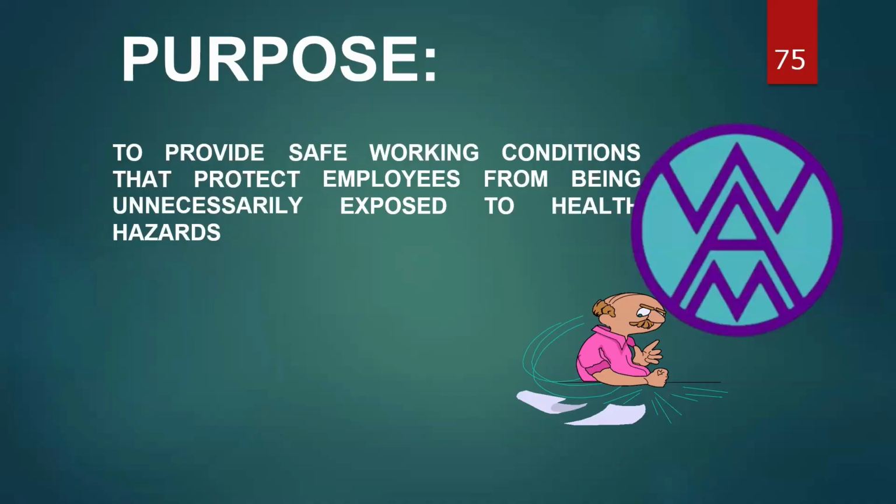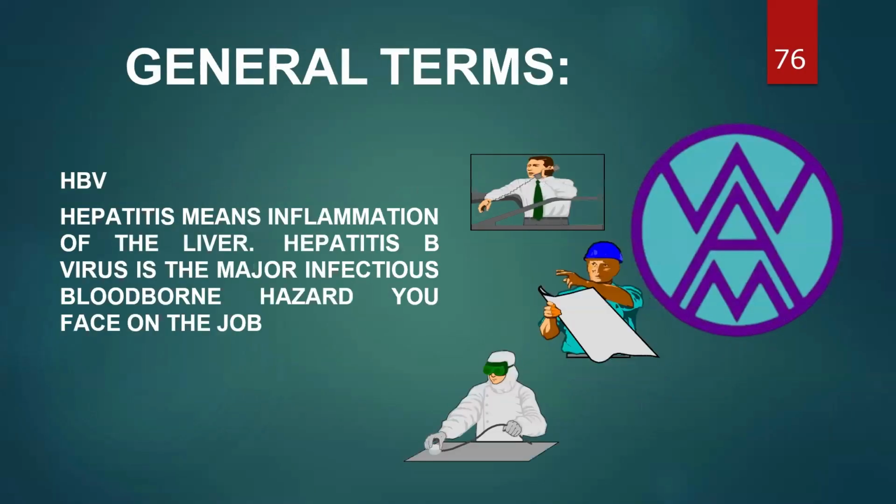And why do we consider them and why do we discuss them? Because they are transferred from one person to another through body fluids, and very fast. One single person can infect a complete society. So that's why we discuss them. The HBV virus, hepatitis means inflammation of the liver. Hepatitis B virus is the major infectious bloodborne hazard you face on the job.